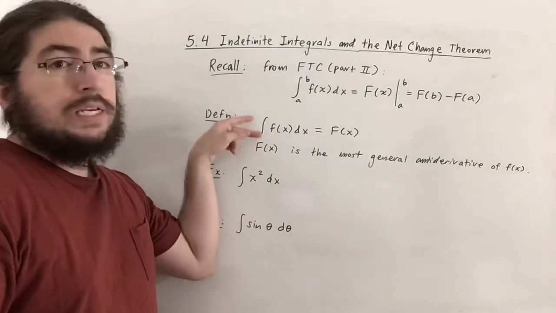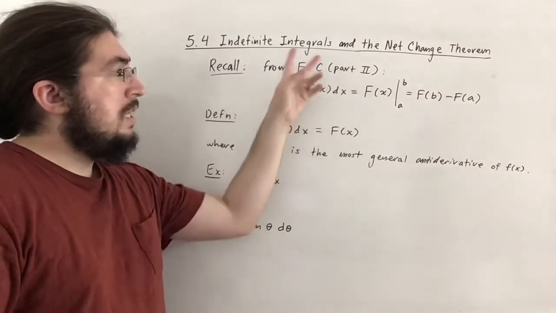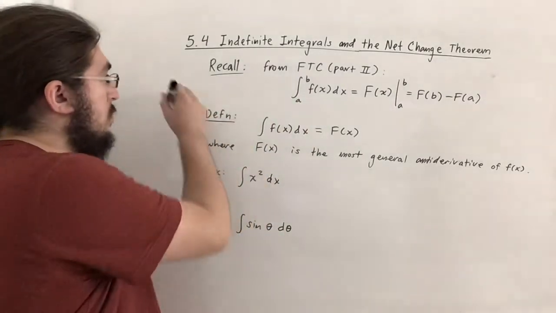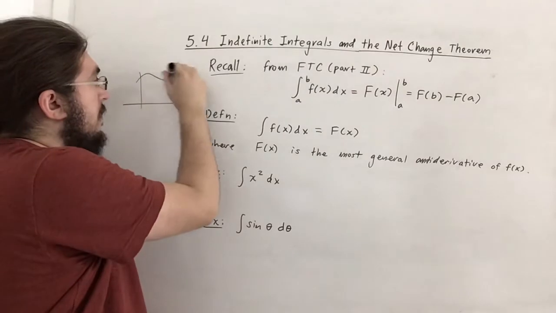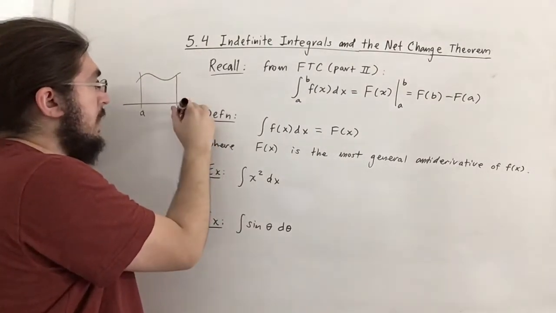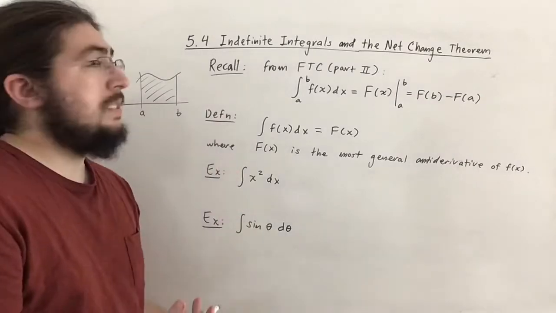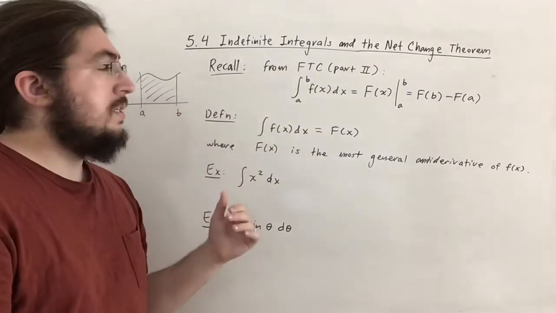So those are missing here. So recall that from the fundamental theorem of calculus part 2, the definite integral from a to b of f(x) dx, of course, represents the area under the curve of f between the x values a and b. So this shaded region is defined to be the integral, and that's what it represents. So this value represents the area under the curve of this region.